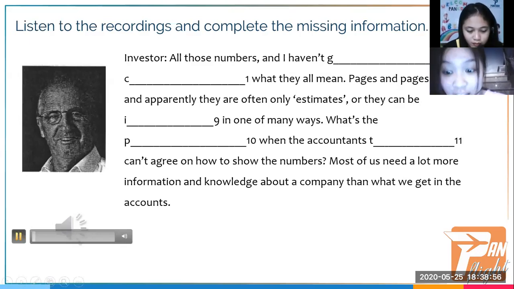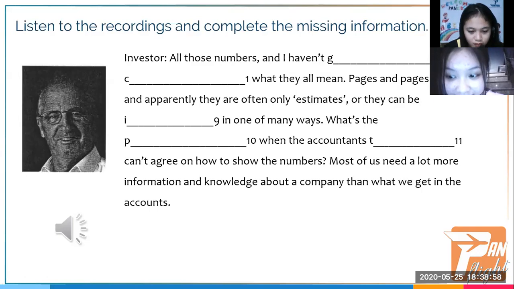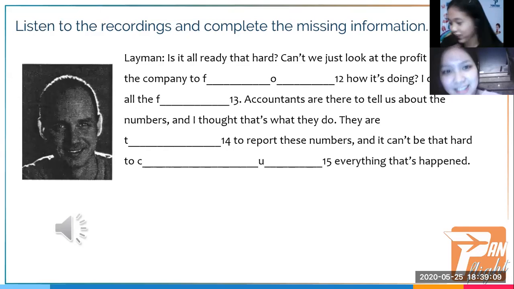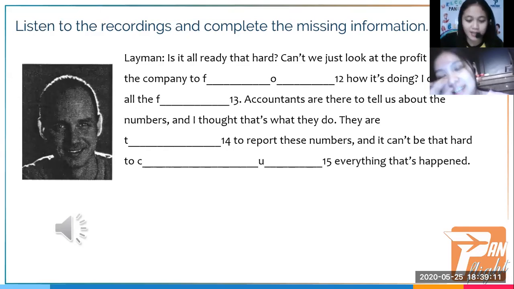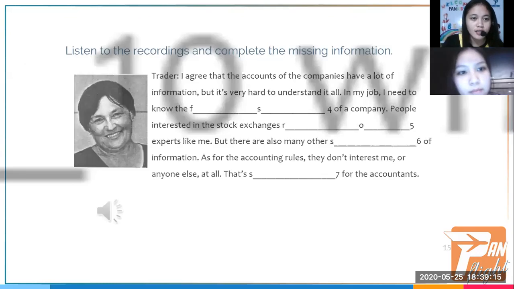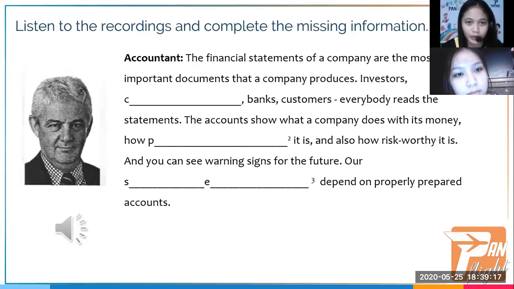Investor: All those numbers, and I haven't got a clue what they all mean. Pages and pages of them. And apparently they are often only estimates. Yes? Did you get it all? Yes, I get it. Can you give me the answers? For the accountant, read and tell me the blanks.